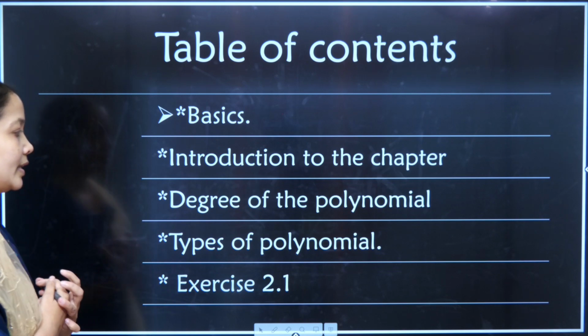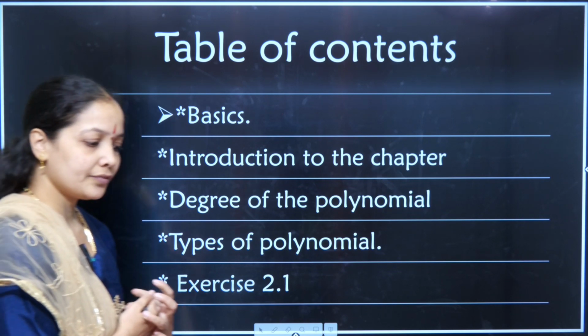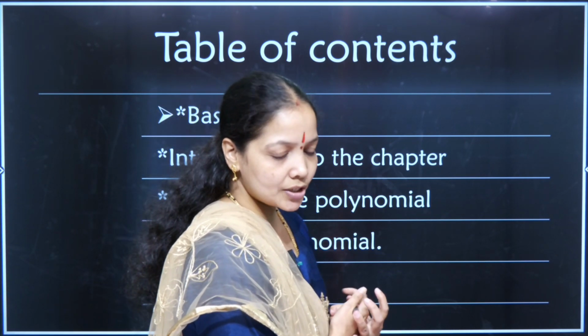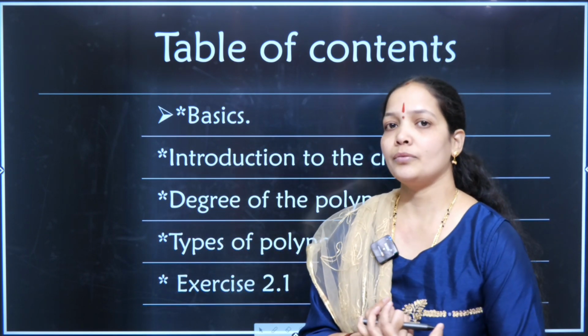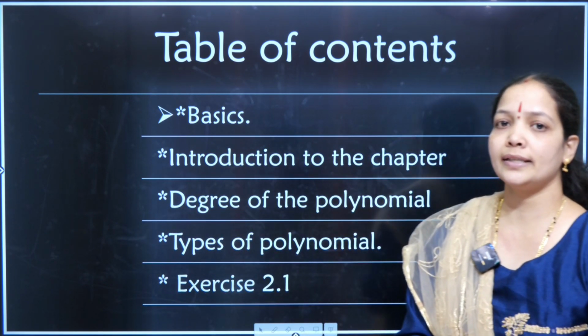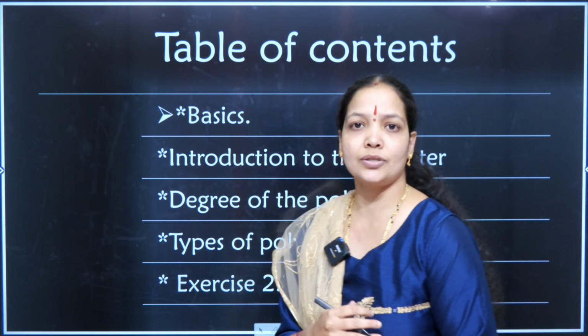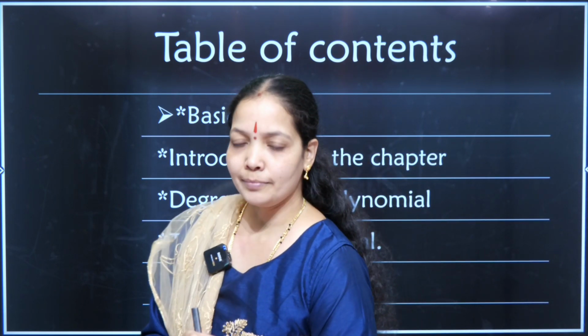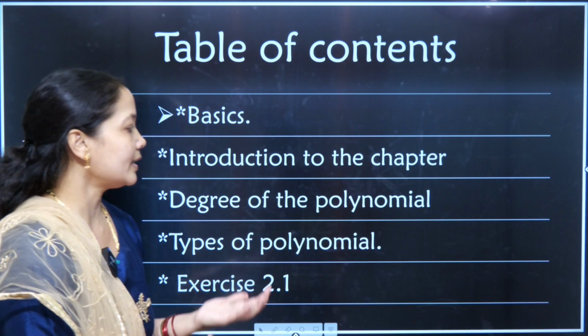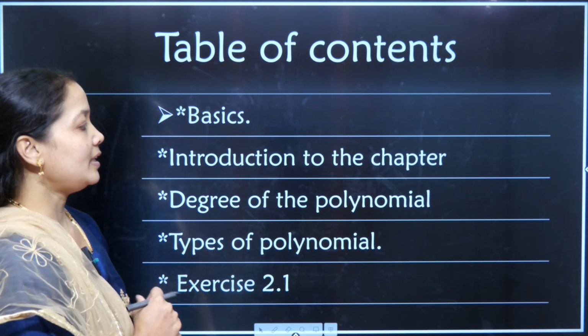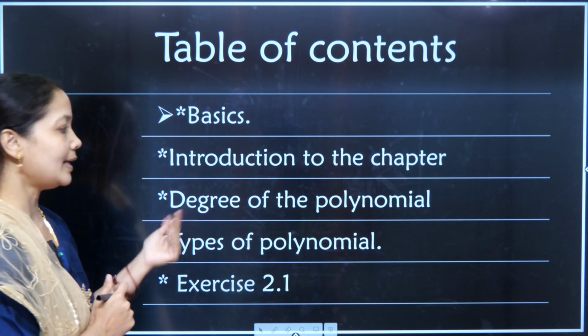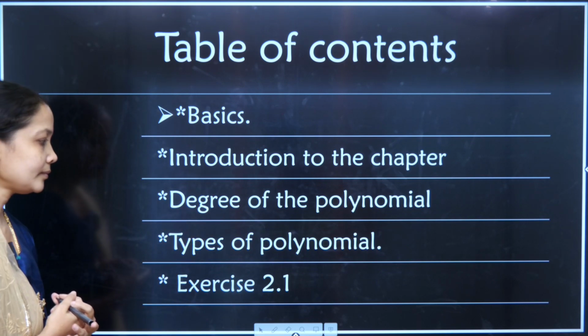Then we have the content based on degree of the polynomial, which is a continued version of class 9th. In class 9th also you have learnt about what is a degree, how to find the degree, and giving examples based on the degree provided. The same version is updated here and given in the form of a basic concept, so that we will be learning about the third content, that is degree of the polynomial.